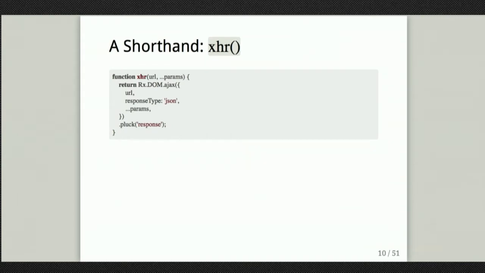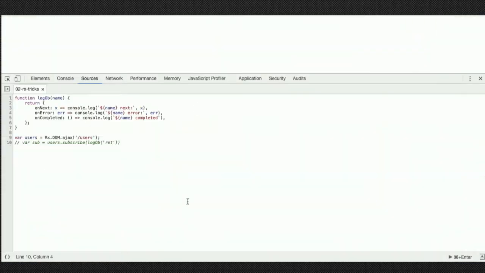All right. So one more shorthand. This is for making Ajax requests. So it's going to take a URL and any parameters, and it's just going to wrap getting a JSON response back from the server, and then plucking out the response. This is probably not what you want to do in production code. You might actually want that HTTP status, but it'll make the code a little bit shorter here on the screen. So we'll add that.